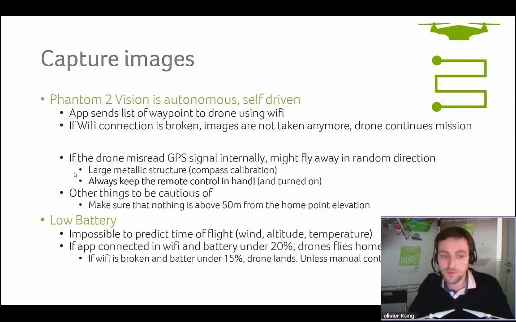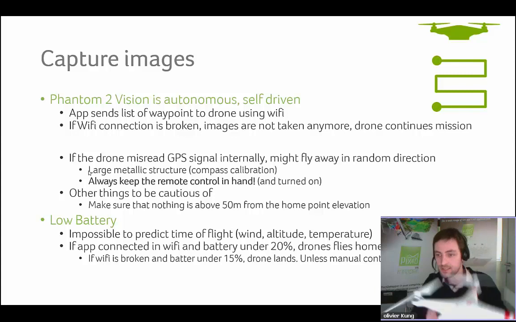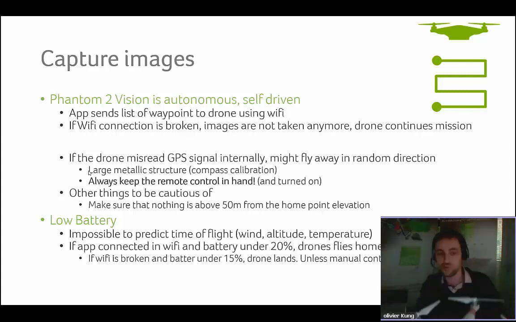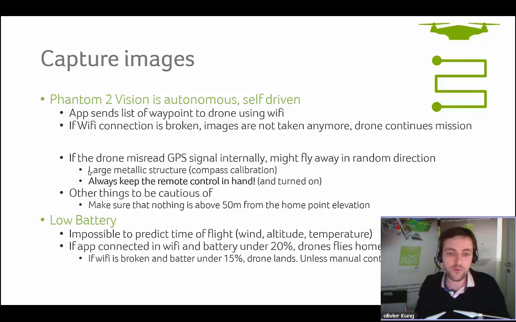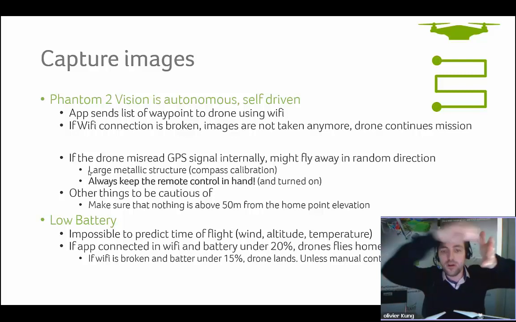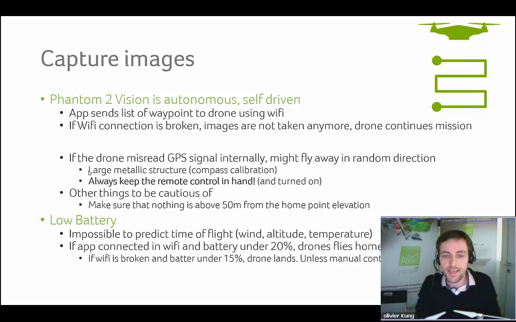And when we saw this happening, it was usually when you are very close to a large metallic structure, which is messing up the compass of the drone, or if you are in places where the GPS signal is bouncing back, and basically the drone believes it's at another place than where it really is. And for that, we really recommend to always keep the remote control in hand and turned on. More on that just a bit later.